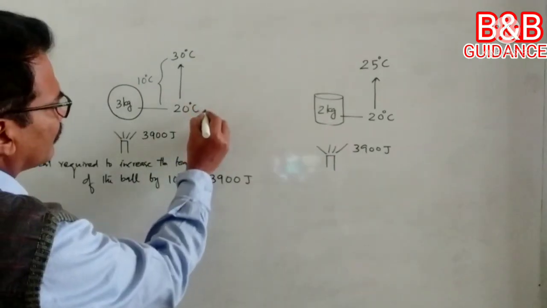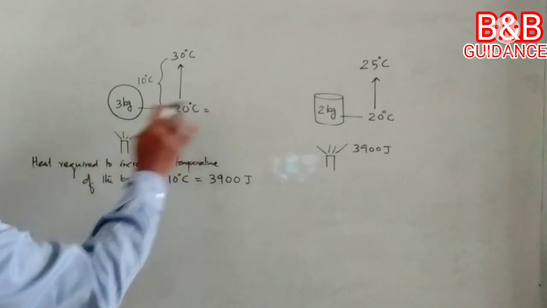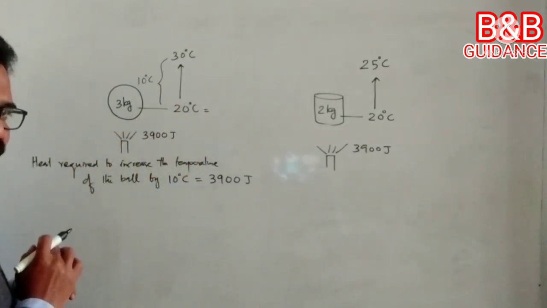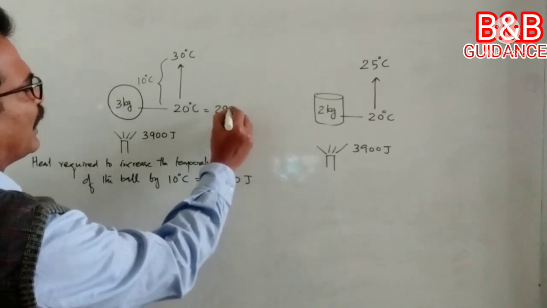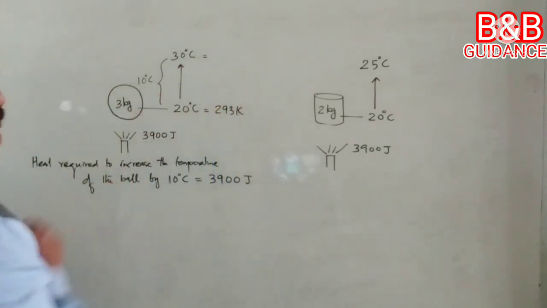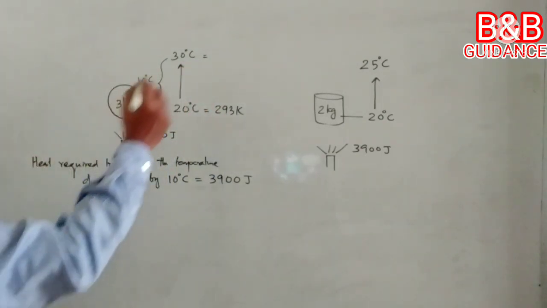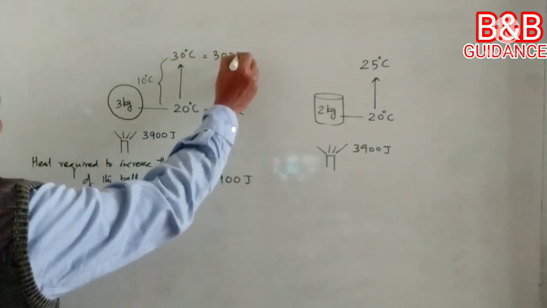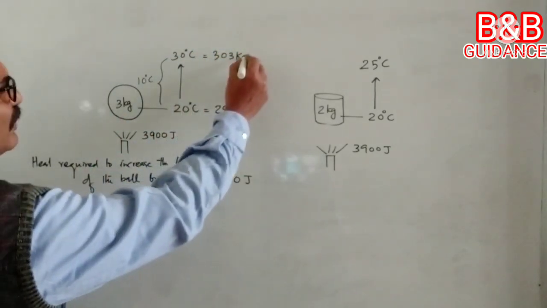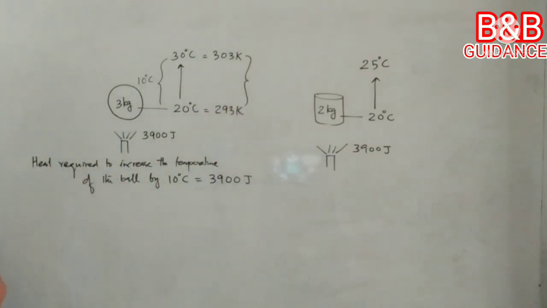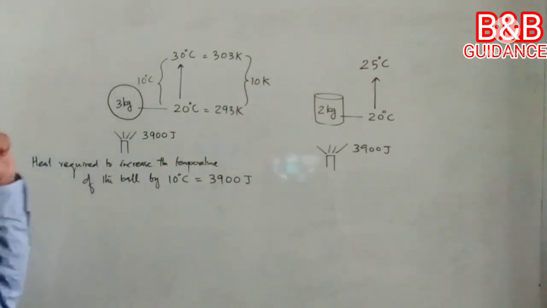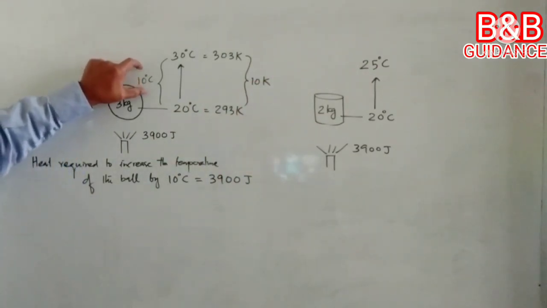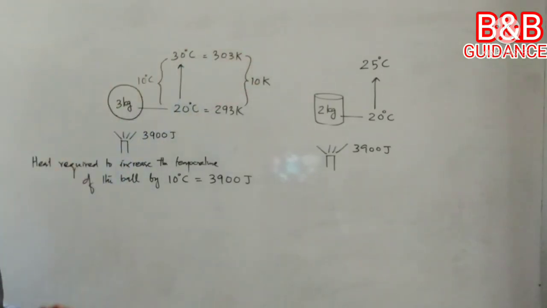This one I can write in Kelvin scale also. 20 degrees Celsius is equal to how many Kelvin? 20 plus 273, that is equal to 293 Kelvin. And 30 degrees Celsius, if I express that in Kelvin, it will be 303 Kelvin. What is the difference there? 10 Kelvin. So that is what we have already taught. A difference of 10 degrees Celsius is same as the difference of 10 Kelvin.